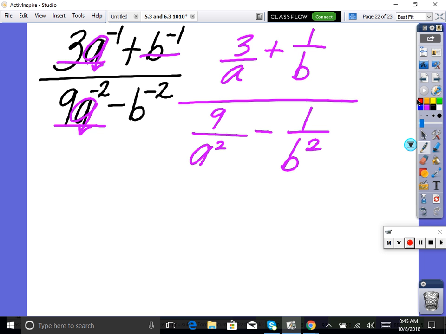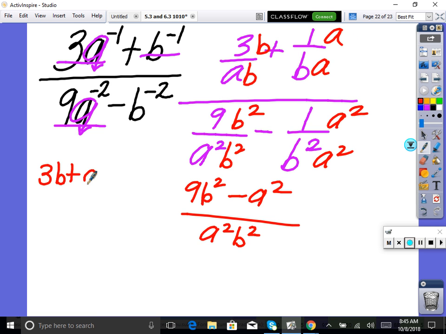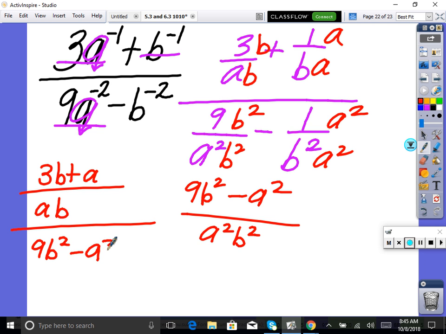Can I fly through this next part like a maniac fast? Okay, here we go. So maybe b squared, a squared, true? So on bottom I have 9b squared, I have minus a squared, and that's all over a squared, b squared. That's the denominator. On top, I'd say times by b over b, times by a over a. So on top I have 3b plus a, if you're looking at top, all over ab, and then we have divided by 9b squared minus a squared, all over a squared, b squared.